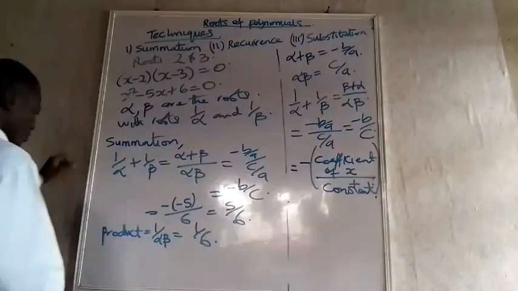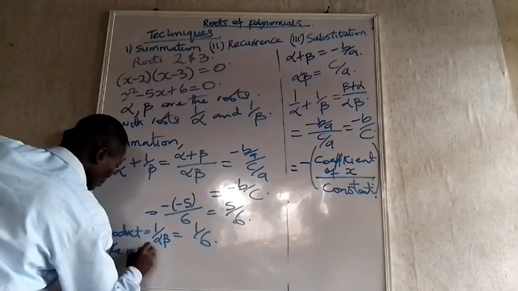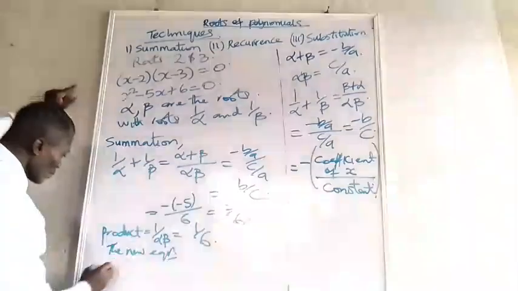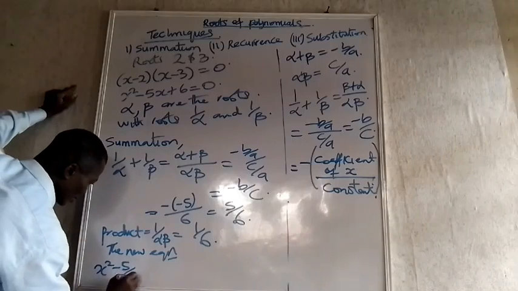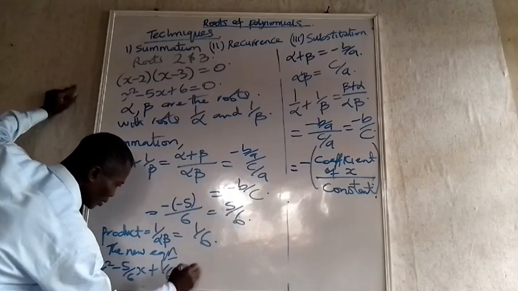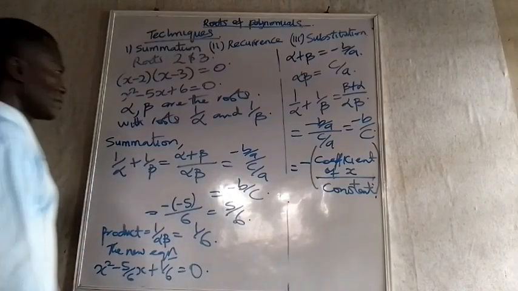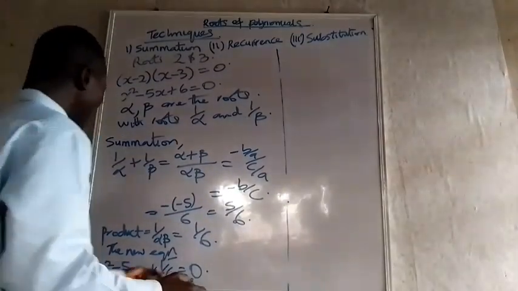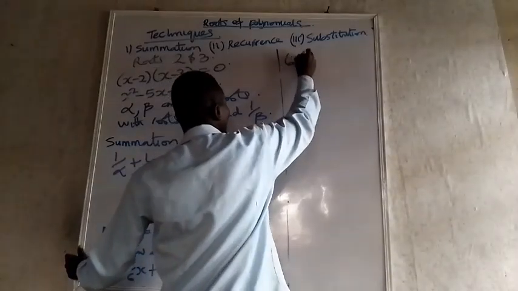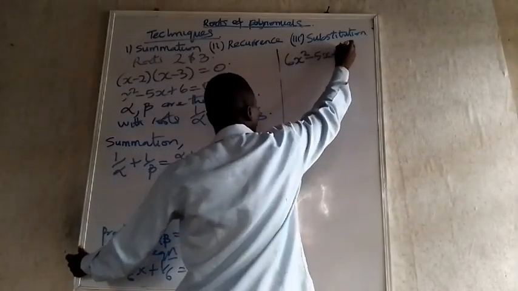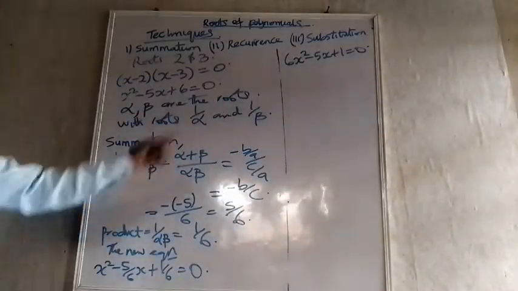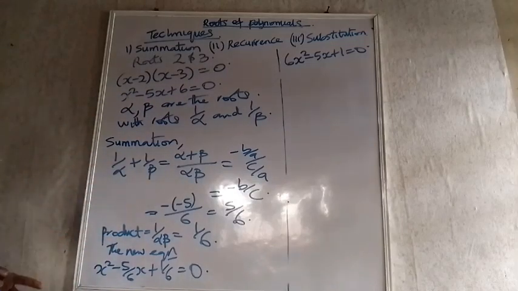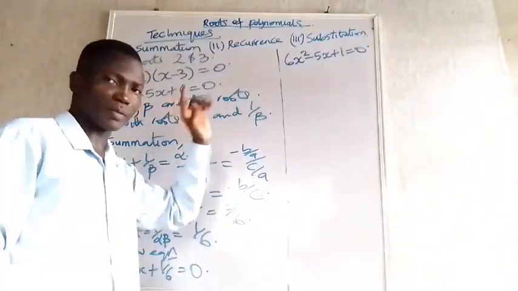Therefore, the new equation is going to be x squared minus 5 over 6 x plus 1 over 6 equals 0. So, okay, let me clear this. Multiplying through by 6, I'm going to have 6x squared minus 5x plus 1 equals 0. That is the new equation. We have gone through it using summation. Now, assuming we use recurrence to find the sum, let's see how it will look.